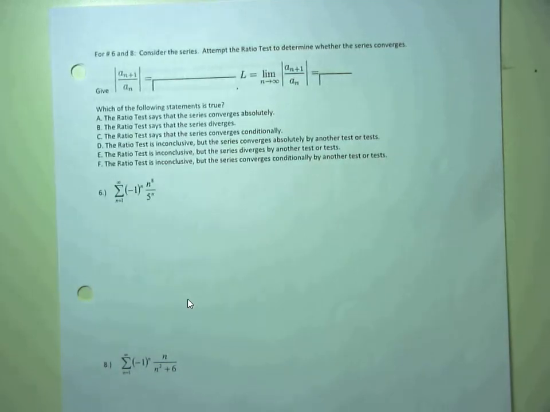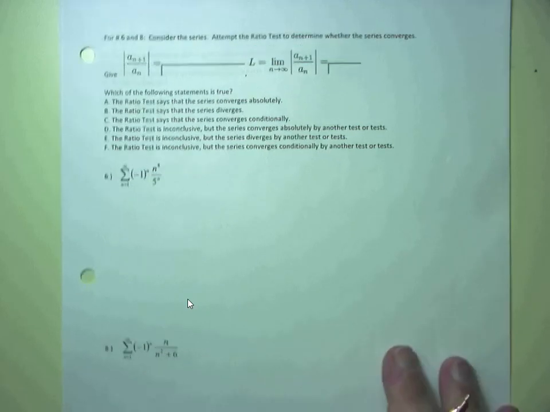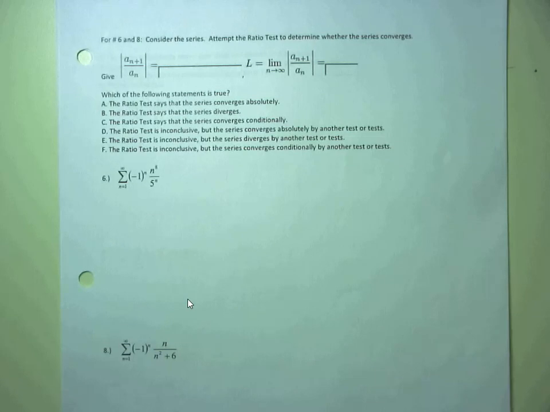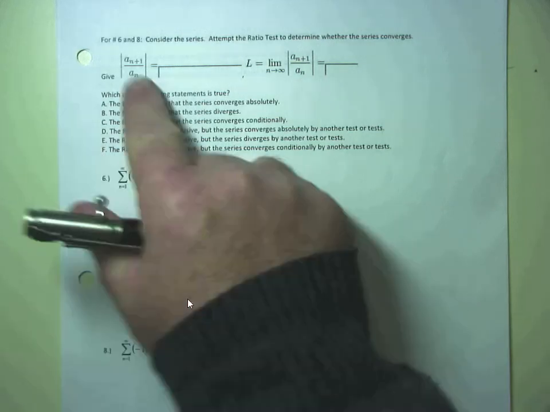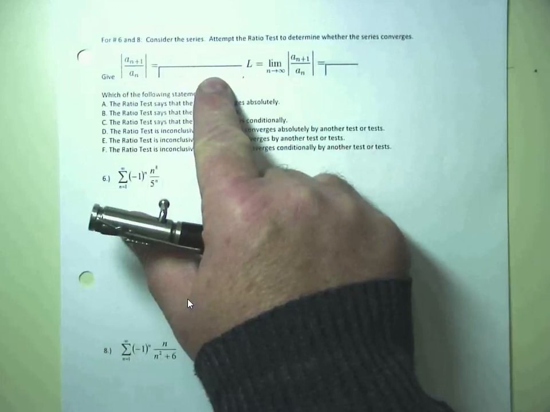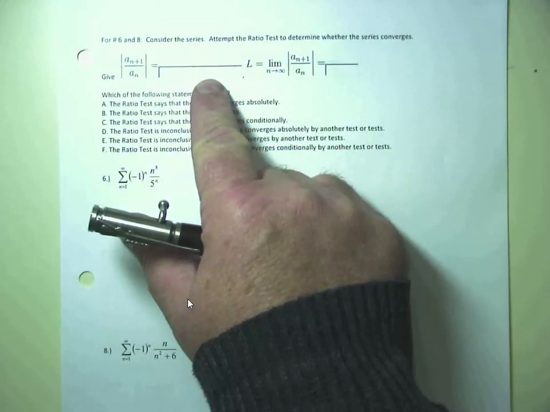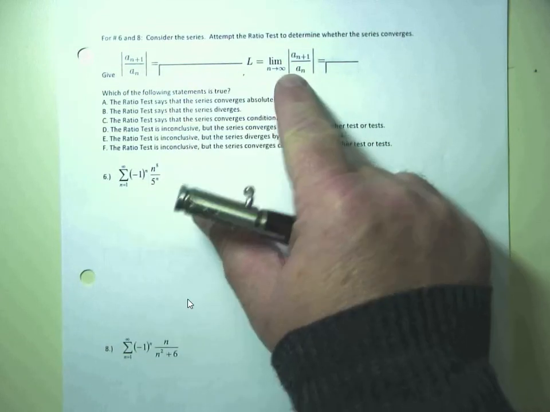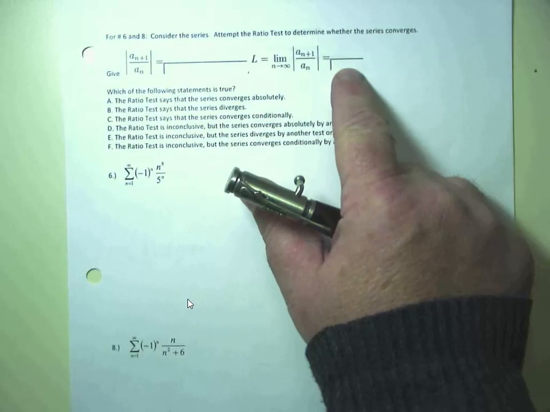All right, again, WebWork, looking at these problems here. It says, for problems 6 and 8, so I've got 2 of them here for you: consider the series. Attempt the ratio test to determine whether the series converges, and then you're supposed to answer. So given this thing right here, you're supposed to tell me what it equals. And I'm going to give you a hint on this one, because this is WebWork. And then we're going to take the limit and tell what my limit answer is. This will be my L number here.